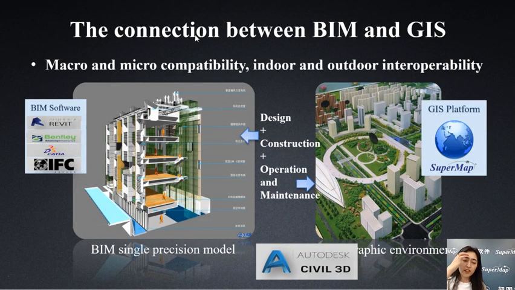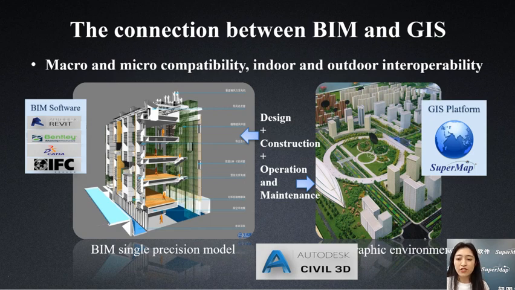And now the connection between BIM and GIS. Why do we connect BIM and GIS? For BIM, the entire life cycle from design and construction to operation and maintenance is aimed at the refined BIM model, but it cannot be separated from the surrounding macro geographical elements and become a castle in the sky.